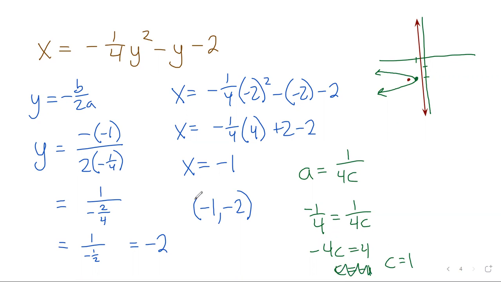And since we have the vertex, and let me label that, that's the vertex. Since we have the vertex, we can go C equals 1. So 1 to the left of that will be the focus. 1 to the left of this is -2, -2. And then the directrix will be 1 to the right. And as it turns out, if we start here and go 1 to the right, the directrix is actually right on the y-axis at x equals 0.